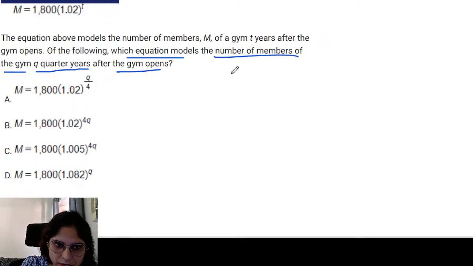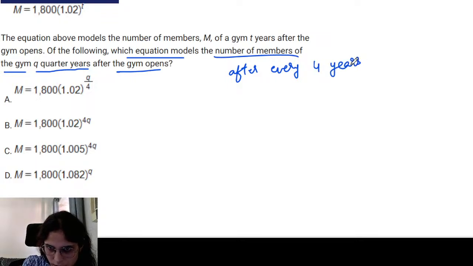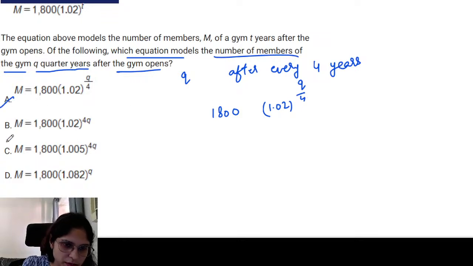Q quarter years means after every 4 years, because quarter means 4. So this will be 1800, everything will remain the same. And now it will become Q over 4 because you have x over n. The value of m is 4. So this is my answer. Alright. So you just have to know what is quarter years. Quarter years means we're talking about every 4 years.